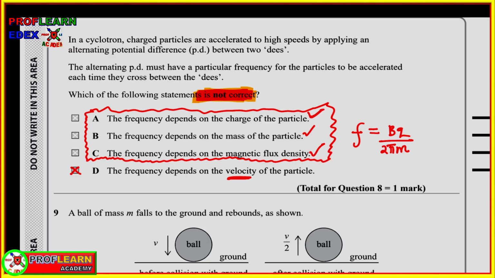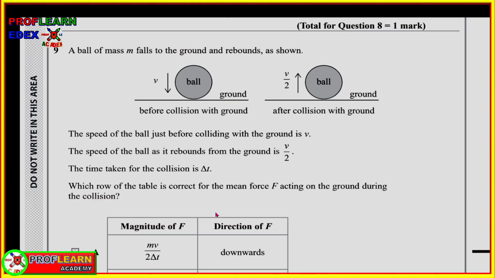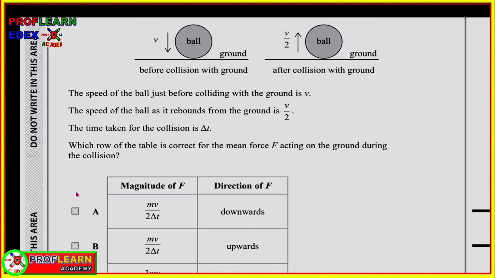Right, so let's dive in and move to the next part and see what the question is asking. A ball of mass m falls to the ground and rebounds as shown. The speed of the ball just before colliding with the ground is v, and the speed of the ball as it rebounds from the ground is v/2. The time taken for the collision is given. Which row is correct for the mean force acting on the ground during the collision? Mean force.